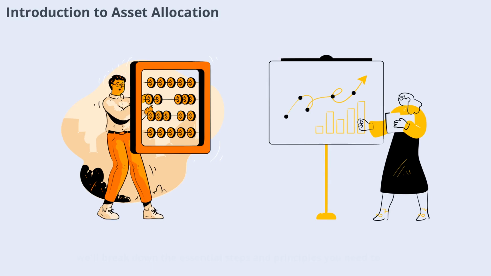In this video, we'll break down the essential steps and principles you need to follow to build a robust portfolio that aligns with your financial goals. Whether you're just starting out or looking to optimize your existing investments, understanding asset allocation is key to long-term wealth. Let's dive in and explore the prerequisites and rules that will set you up for financial success.